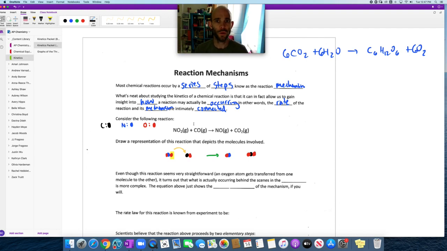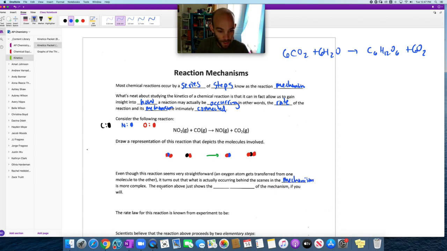Even in collision theory, we can imagine the nitrogen dioxide and the carbon monoxide hitting each other, passing off one of the oxygen atoms, and you get these new bonds to form. Okay, but in studying the kinetics of this reaction, we know that it is not a one-step reaction. There's really, really good evidence that it can't be a one-step reaction. Even though this reaction seems straightforward, the oxygen atoms getting transferred, it turns out what's actually occurring behind the scenes in the mechanism is more complex.